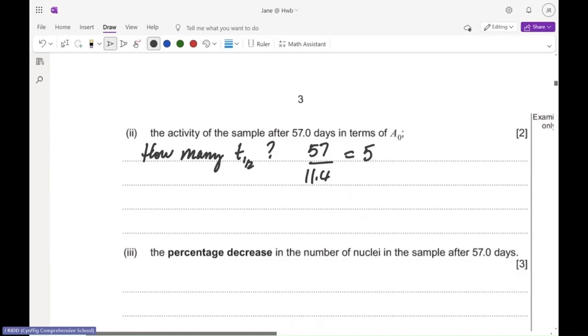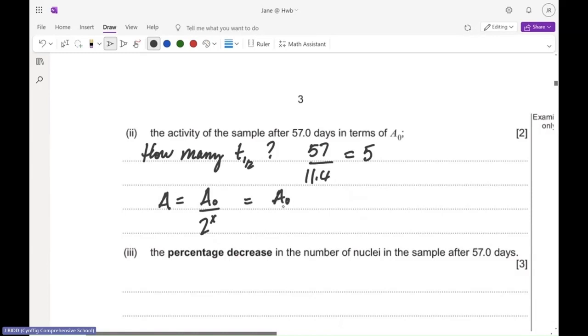Then we can use the activity. We can use this formula: A is equal to A0 divided by, now it's normally 2 to the x, where x stands for the number of half-lives.